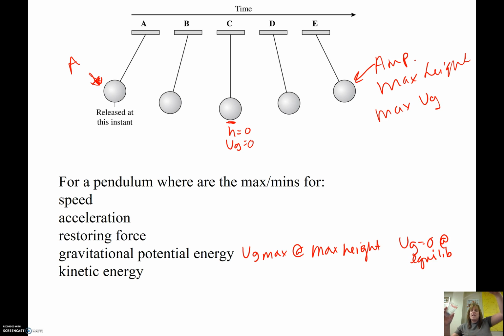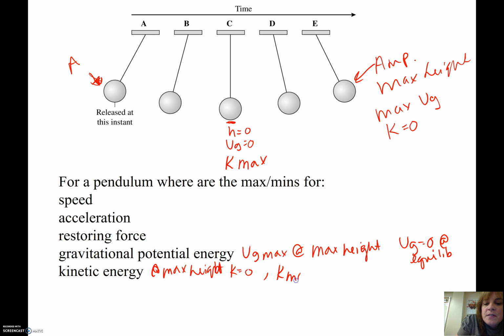So what does that mean then about the kinetic energy of the swing? When I'm swinging, I stop when I reach maximum height. So at the amplitude, my kinetic energy is equal to 0. So at max height, or the amplitude, K equals 0, which means that when I get to the point where gravitational potential energy is 0, then at that lowest point, I have K max. So K is a maximum at the equilibrium position, which is the lowest point in the swing.